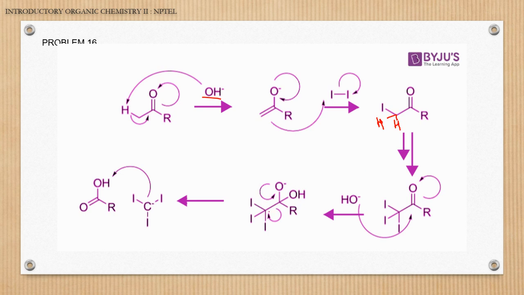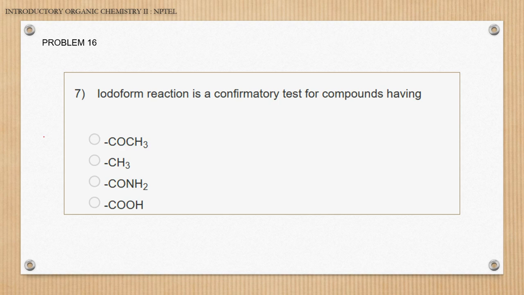After that again the base will attack on this carbonyl carbon, and this tetrahedral intermediate will collapse to give you this CHI3 and ketone, sorry, acid. So it is possible in the case of ketones only, so it is a confirmatory test for ketones. So option A is the correct one. Okay, so it is a basic question.